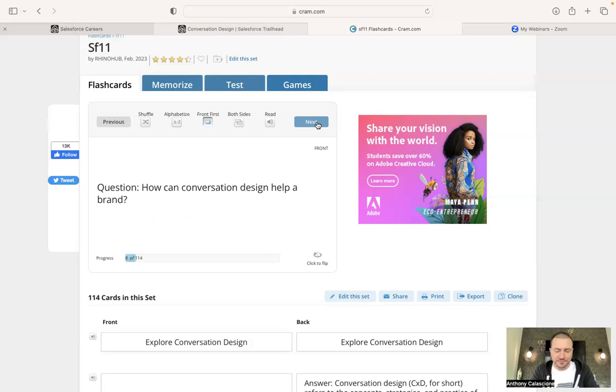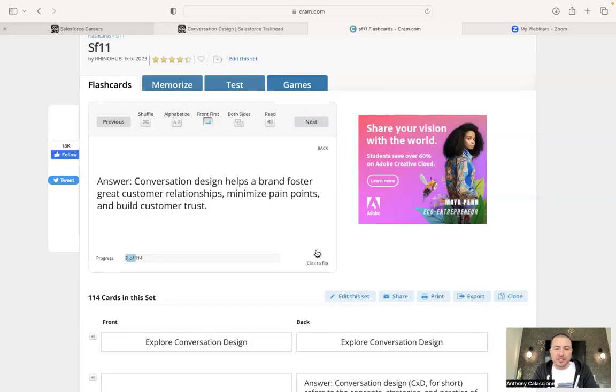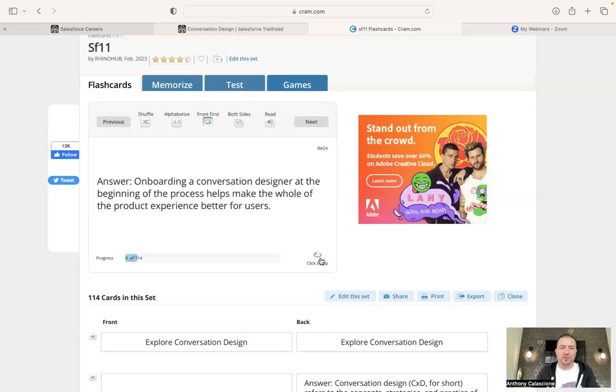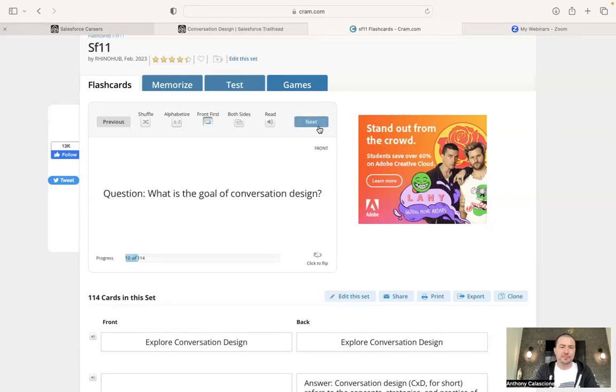How can conversation design help a brand? Conversation design helps a brand foster great customer relationships, minimize pain points, and build customer trust. What is the importance of bringing on a conversation designer at the beginning of the process? Onboarding a conversation designer at the beginning of the process makes the whole product experience better for the users.